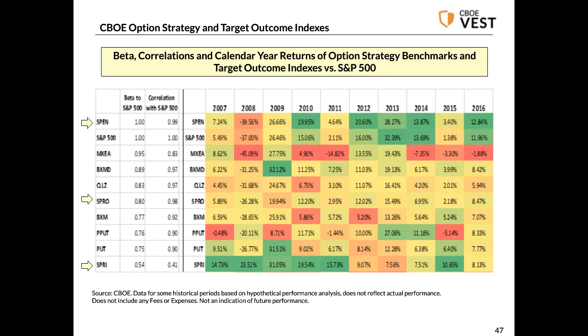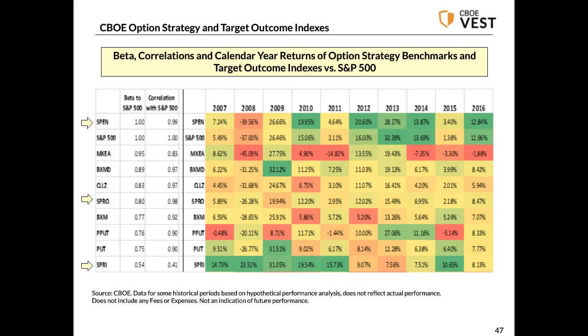except for the enhanced growth target outcome strategies. They have betas, or market risk, less than 1, so they're lower risk than the S&P 500. And you can see by looking at the calendar year returns that in many cases they have smoother rides, right? They have less negative returns than you would experience in an S&P 500 strategy.